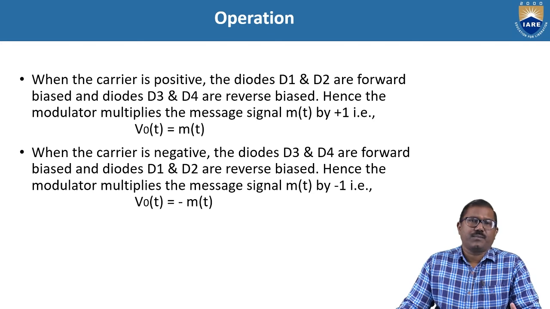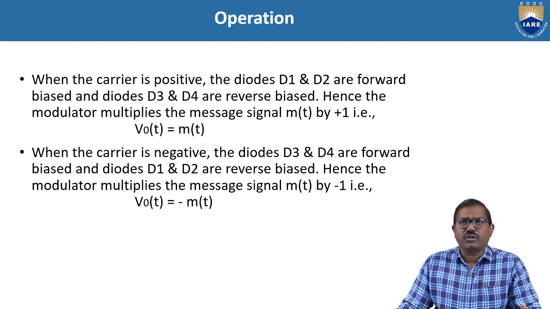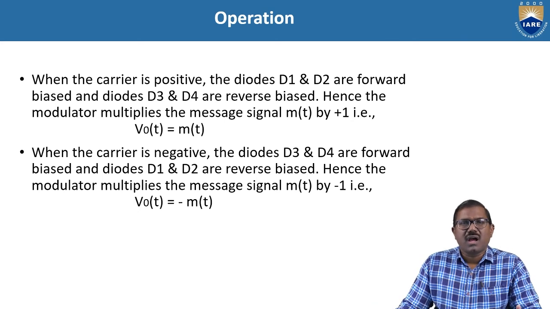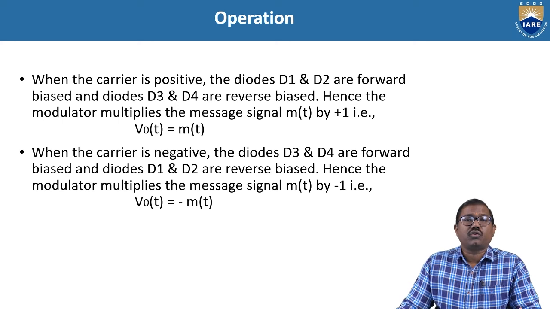Now the operation. How is this circuit going to operate? When the carrier is positive, the diodes D1, D2 are forward biased, and the diodes D3 and D4 are reverse biased. Forward bias means it is on. Hence the modulator multiplies the message signal M of t by +1. So you get the output V naught of t equal to M of t.